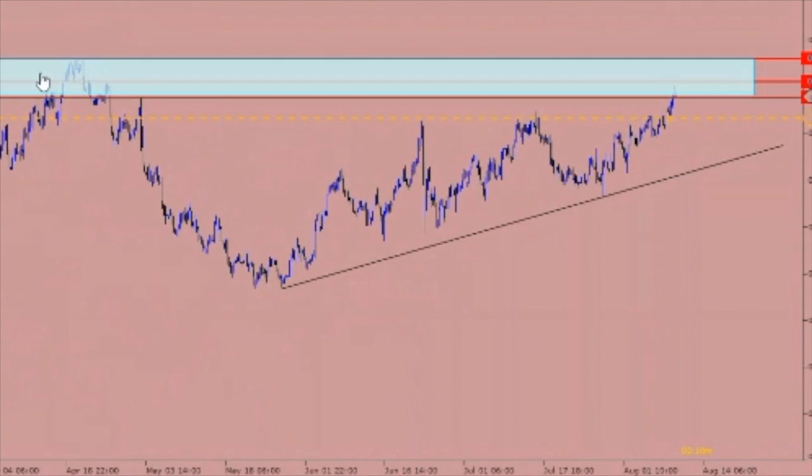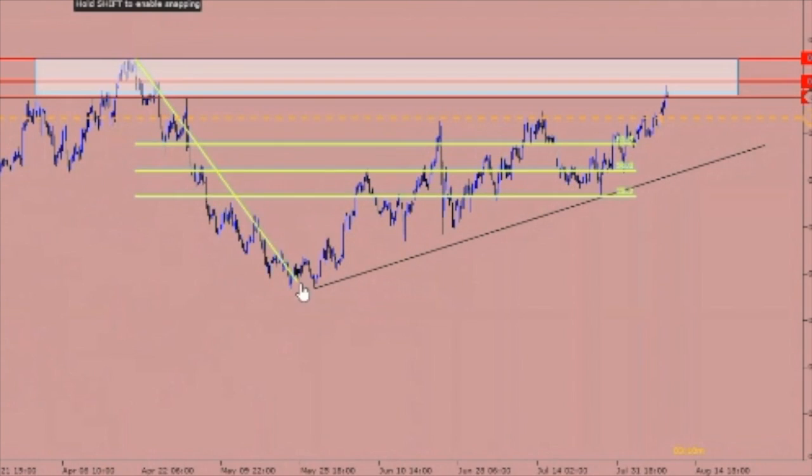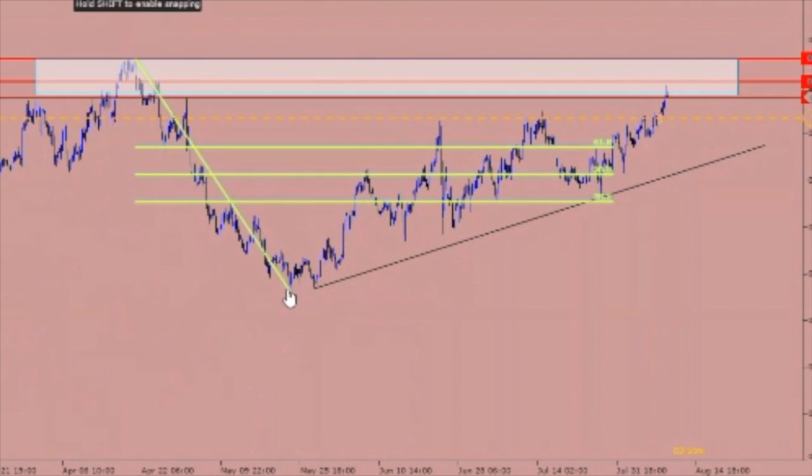Now, what we're looking to do is take this short, and what we got to look at is the Fibonacci. So we'll come in with our Fibonacci retracement tool and see what are some key levels that this pair has to hit before we're calling this a downtrend.